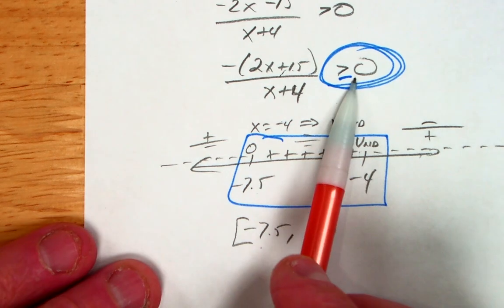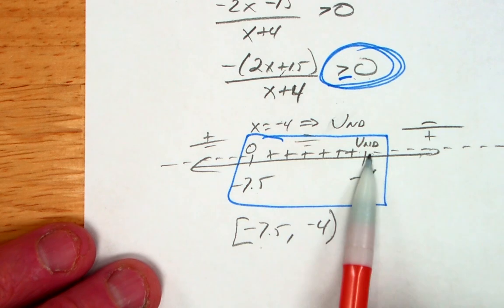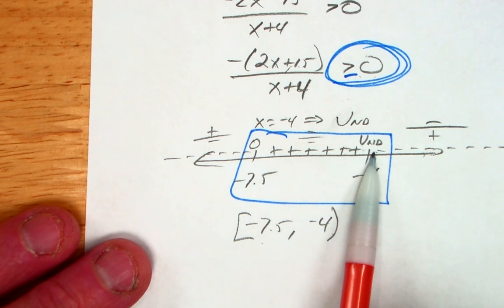Well, here, I want to know where it's greater than or equal to 0. Undefined isn't greater than 0 or equal to 0, so I don't include that point.